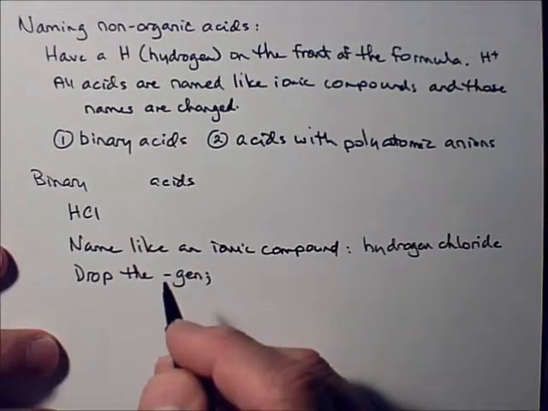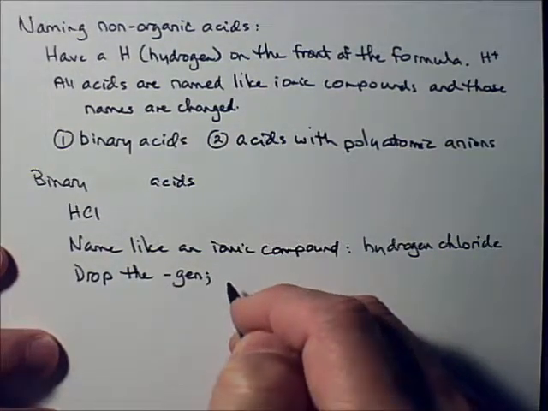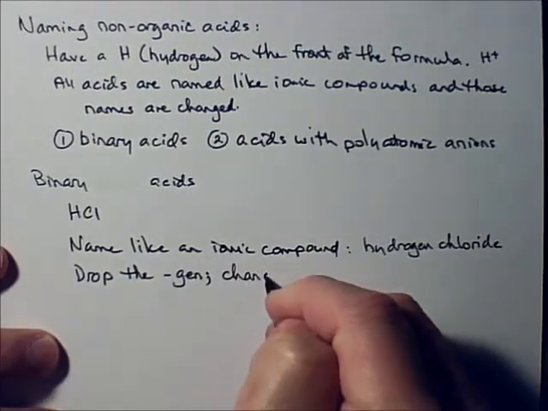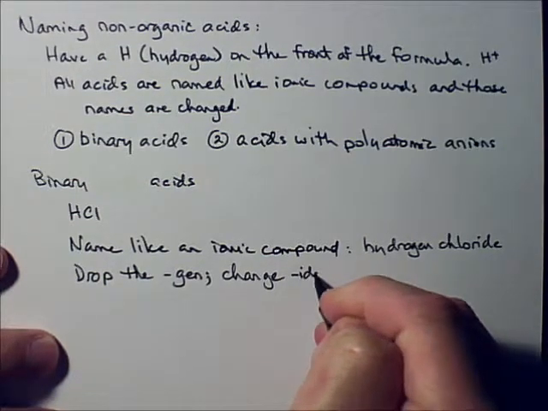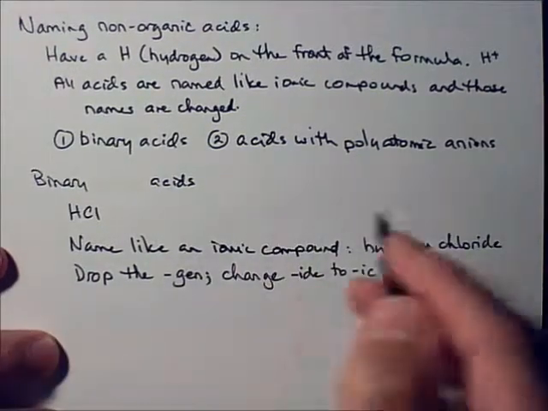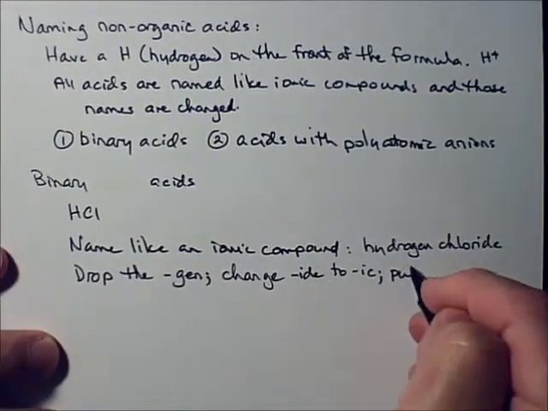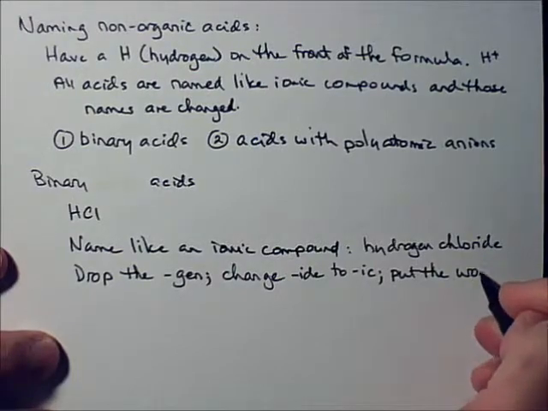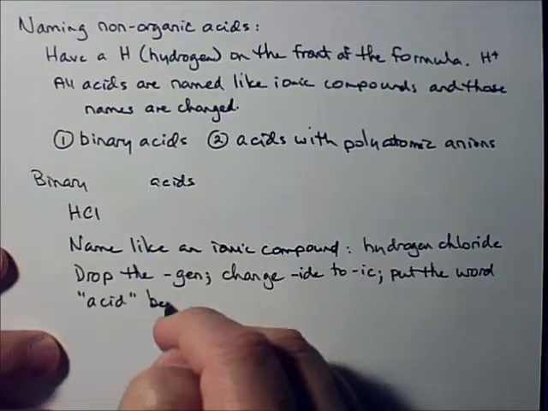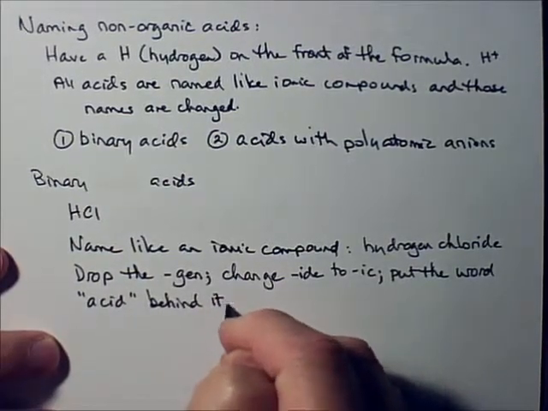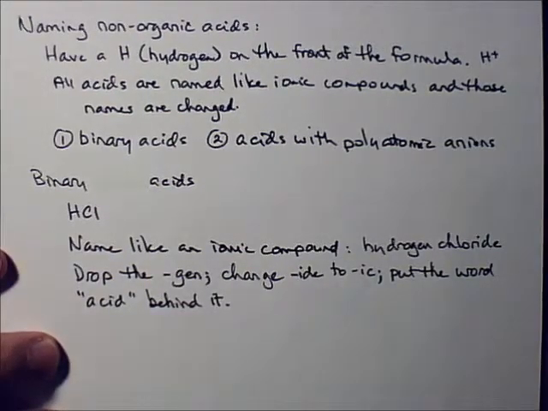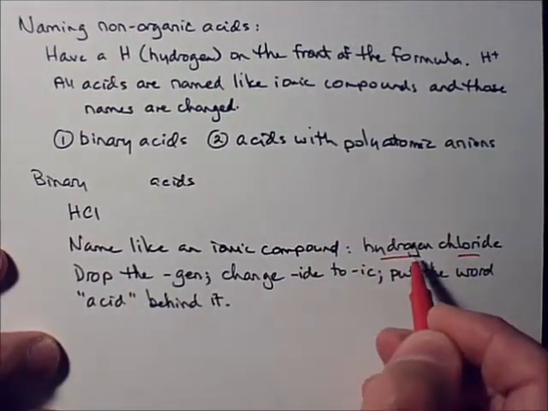We're going to drop the gen. So we're changing it to what kind of name? An acid name. We're going to change IDE to IC. And we're going to put the word acid behind it. Alright, so we've got hydrogen chloride here. We're going to drop the gen part.